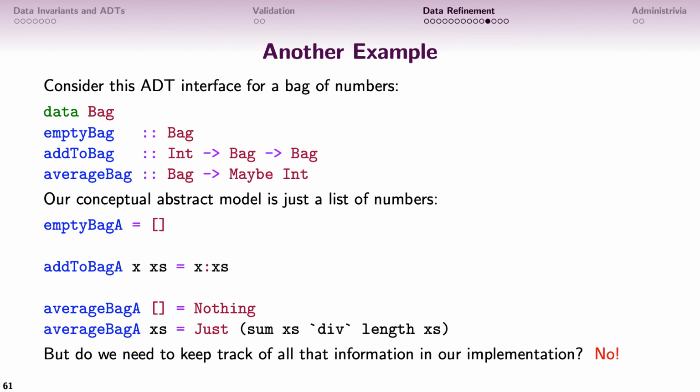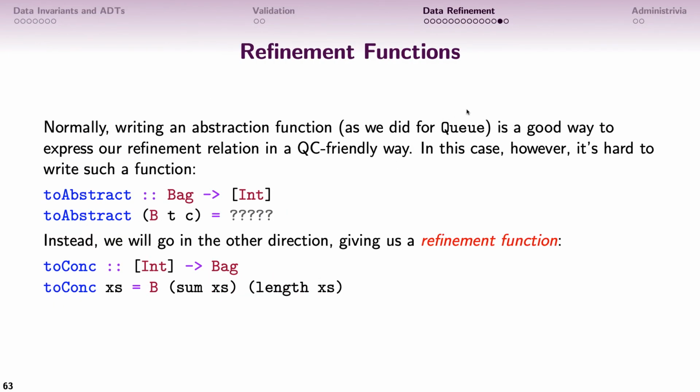How do we show that with QuickCheck? The abstraction function would have to take in a bag and produce a list of integers, right? Now, it's possible to do this. We could take in our bag and construct a list of integers that has the same total and the same number of integers as this one. But this is a little dodgy.